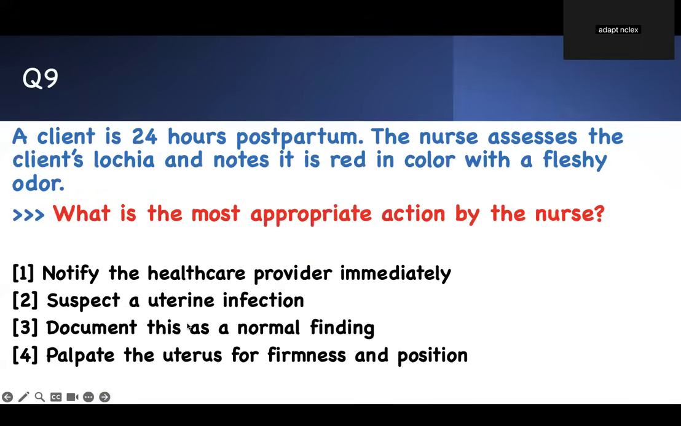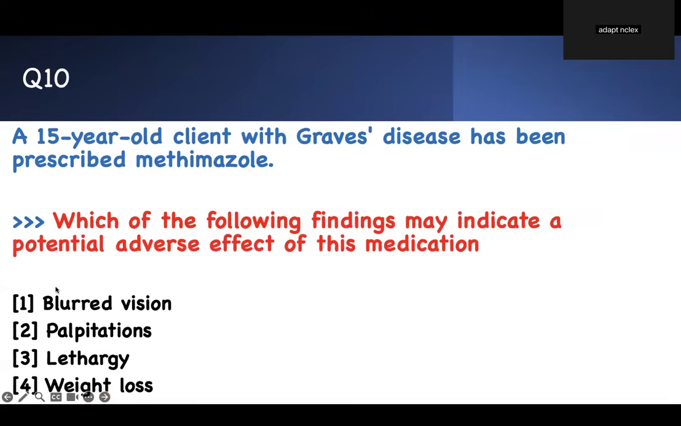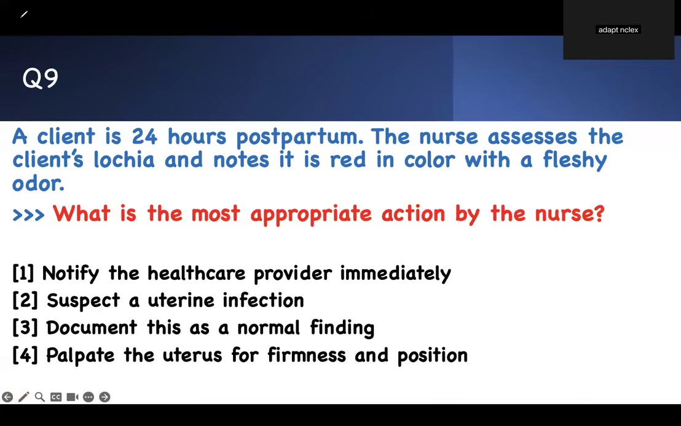What is the most appropriate action by the nurse? A client is 24 hours postpartum. The nurse assesses the client's lochia and notes it is red in color with a fleshy odor. What is the most appropriate action? Notify the healthcare provider immediately, suspect a urine infection, document this as a normal finding, palpate the uterus. Look, when they give you an OB question, don't worry, go for the buzzword. The buzzword will lead you to heaven, right?